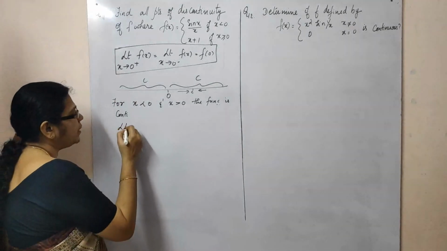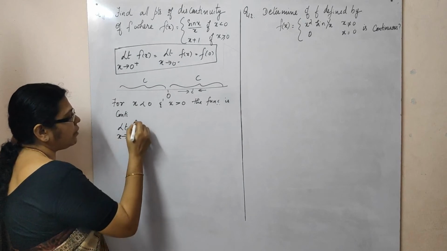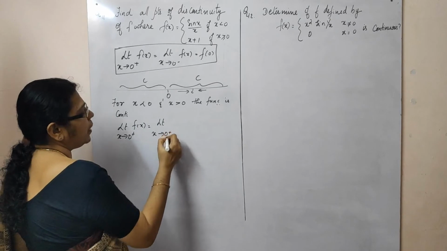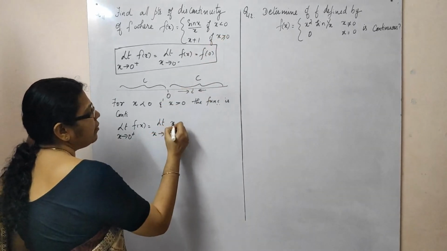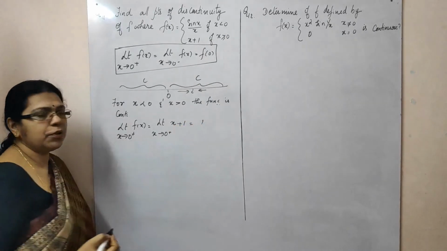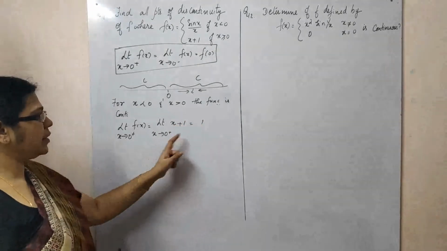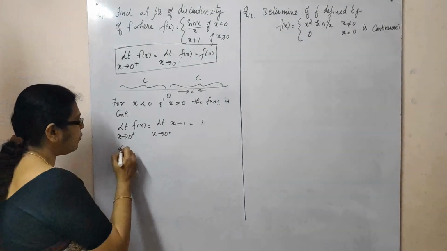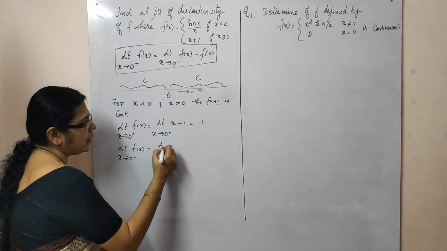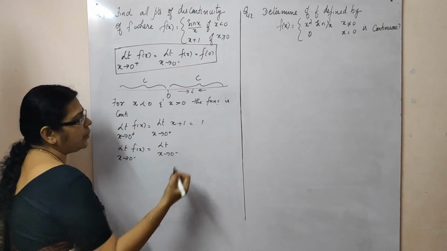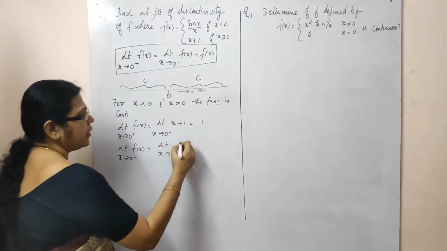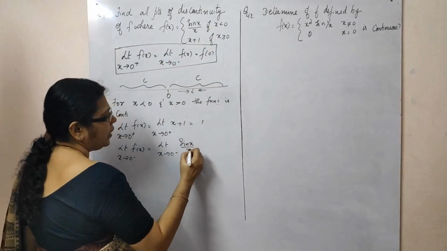So now, limit x tends to 0 plus f of x is equal to limit x tends to 0 plus, for x more than 0, x plus 1. When I substitute, what will I get? This limit is equal to 1. Now checking for limit x tends to 0 minus f of x. This is equal to limit x tends to 0 minus. When the value of x is lesser than 0, it is sin x by x. Isn't it? Sin x by x.